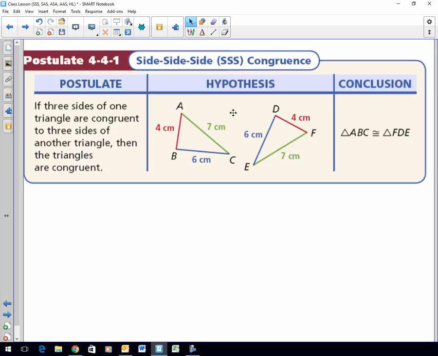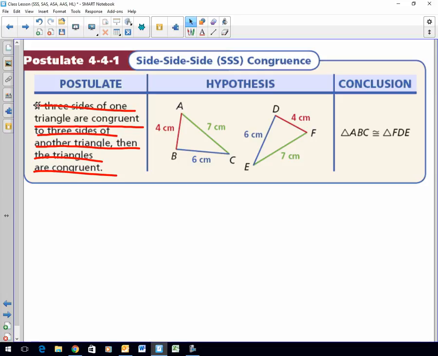First thing, side-side-side. Didn't we already talk about this? Yes, except when we talked about side-side-side with similarity, the side lengths are proportional. Am I talking about similarity here? No. So side lengths are congruent, or the same. If I'm using the side-side-side congruence theorem, what I'm saying is that if three sides of one triangle are congruent to three sides of another triangle, then the triangles are congruent.